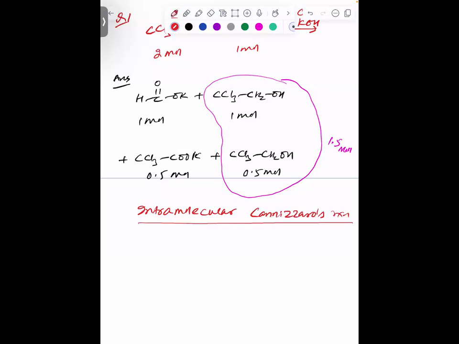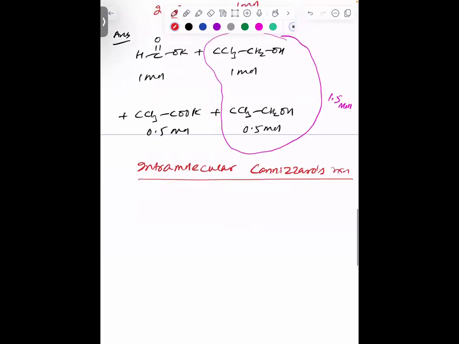Okay, so intramolecular Cannizzaro reaction. Now, within the molecule Cannizzaro reaction will take place. How will it take place within the molecule? Suppose we are taking a Cannizzaro reaction concept in the absence of alpha hydrogen, in the presence of concentrated KOH. Then see how the reaction will proceed.